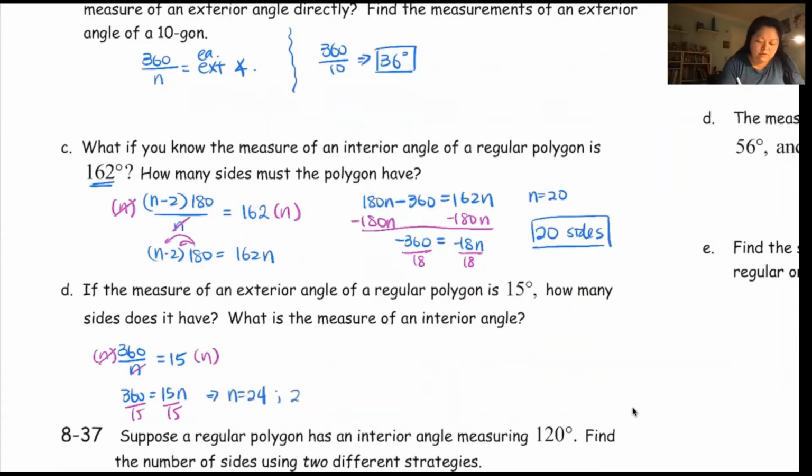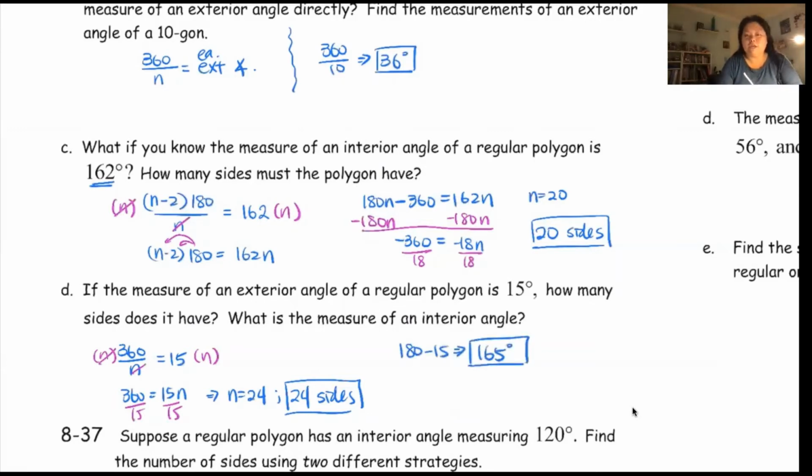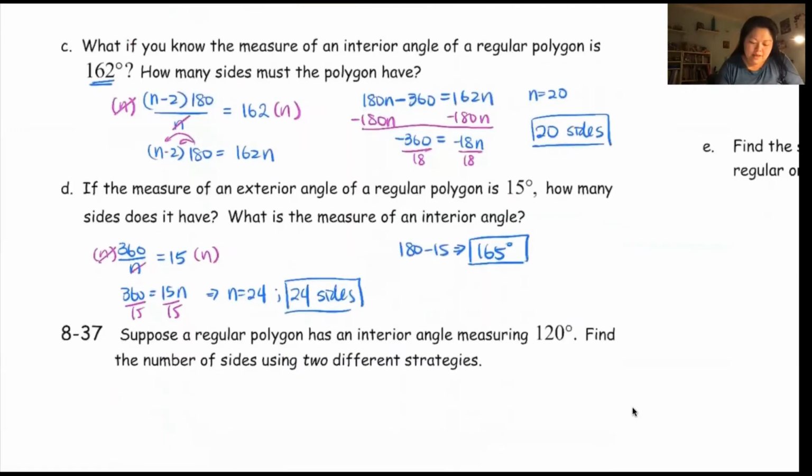So 24 sides. What is the measure of an interior angle? You actually don't need to go through all the steps. Remember, the interior angle and the exterior angle are supplementary. So you take the interior angle and add it to the 15 to get 180. So you simply take 180 minus 15, you get 165, and that's the measure of an interior angle for a 24-sided shape. Okay? All right.